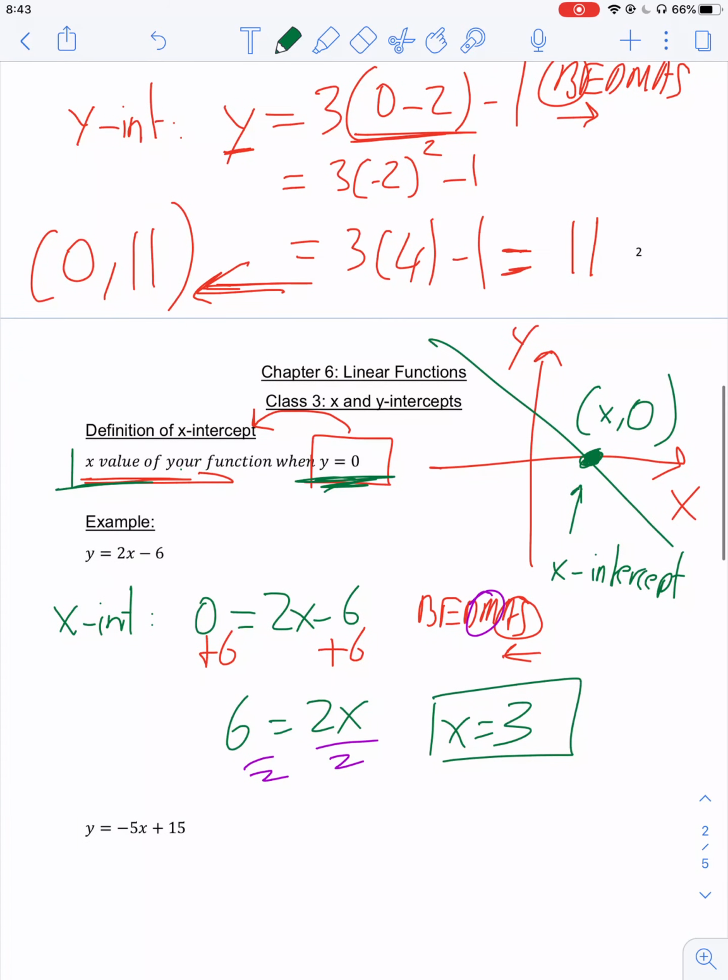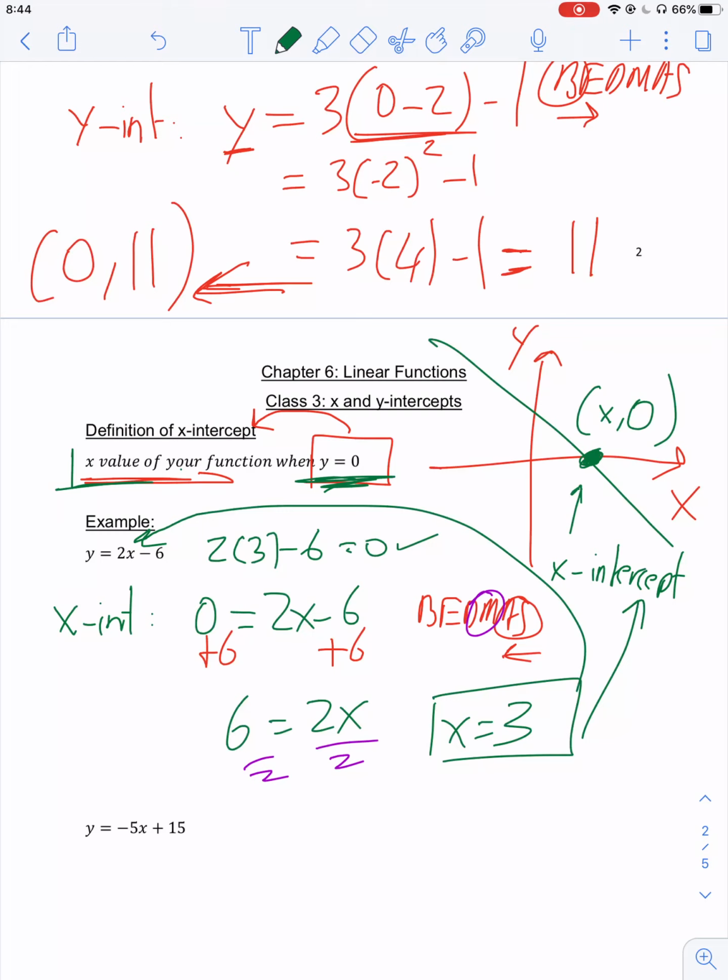One way to check is to plug this value into your function and see if it actually gives you 0. So 2 times 3 minus 6 gives me 0. So that means I have done this correctly. You can always check: when I plug this value into my function, do I actually get 0? So this is your x-intercept. If I were to write this as a coordinate, this would be the point (3, 0). It's the x value that makes your y value equal to 0.